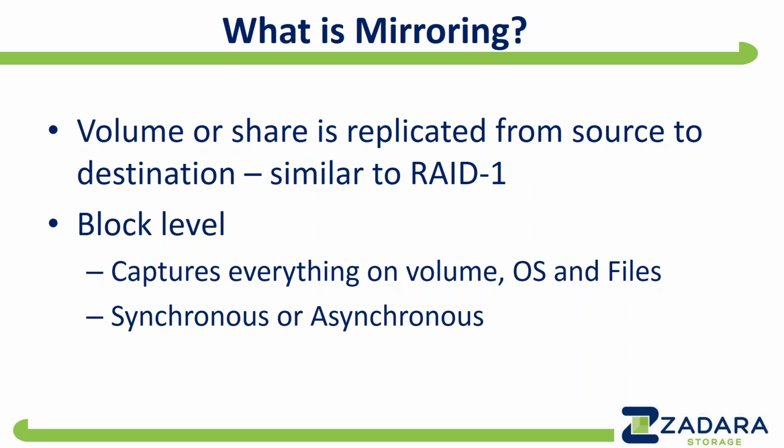Now in AWS and also in Zadara, we do it at a block level. What that means is it captures everything on the volume, all the operating system and all the files. And there's two ways to do mirroring: synchronous and asynchronous. The common way is asynchronous, but we also do support a synchronous mode.